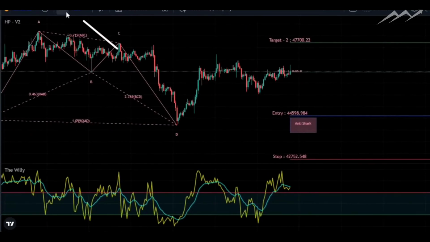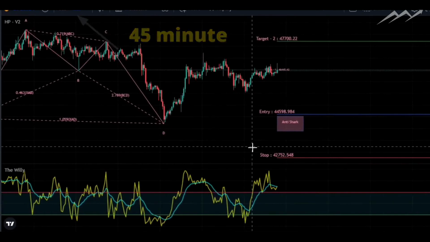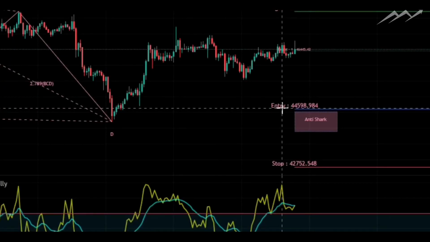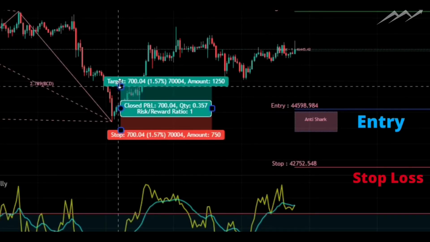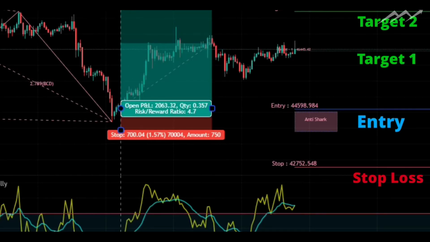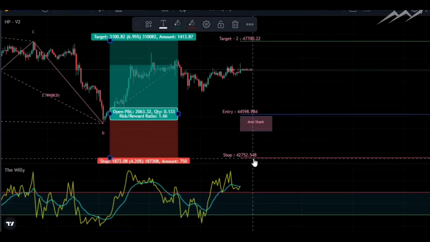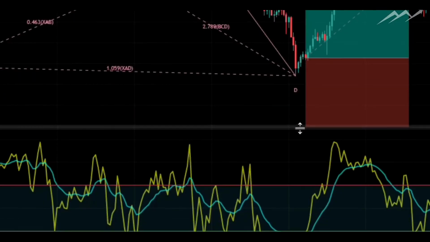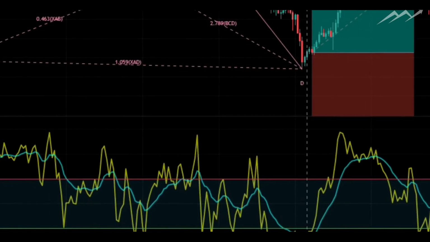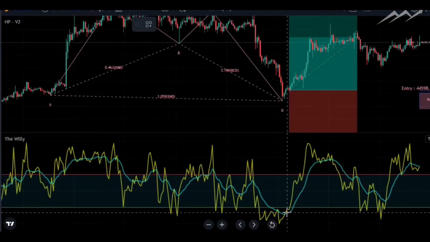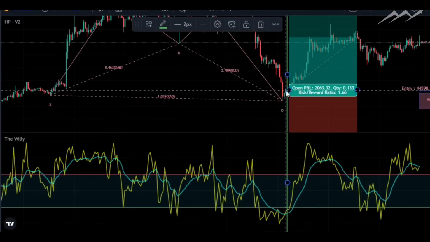We are currently on the 45-minute time frame chart. Here the auto HP indicator has issued a buy signal. I also put the stop loss where it's specified. See here how accurately the Williams indicator issued a buy signal. I draw a vertical line on the chart here for you to understand better.